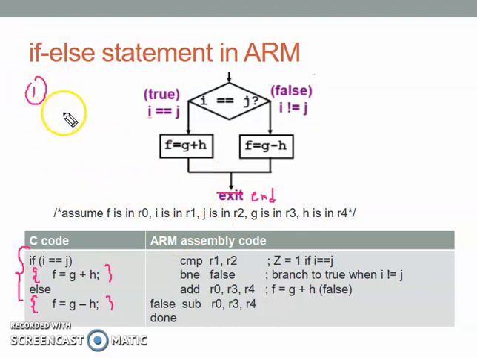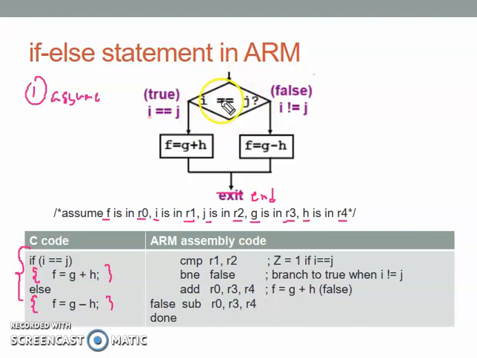First of all, always remember we have to make the assumption for the variables inside the program. In this case, our variables are F, G, H, I, J. Let's assume F in R0, I in R1, J in R2, G in R3, and H in R4. Okay, so let's first declare our assumption this way. Once we have made this assumption, then we can write the code, starting from the decision box over here.